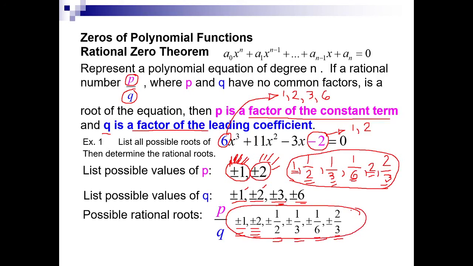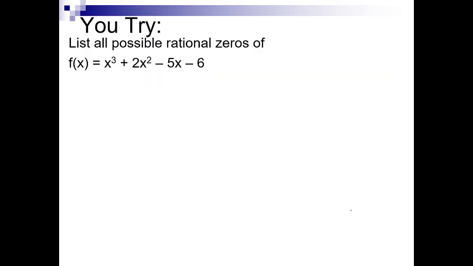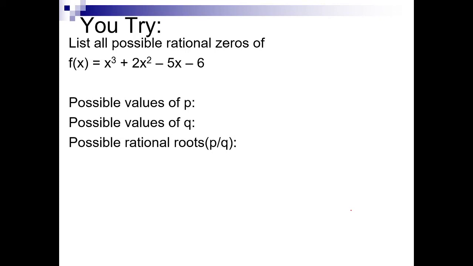So we will continue on this later. I'm going to have another example. Let us list all the possible rational zeros of x cubed plus 2x squared minus 5x minus 6. Now, this is easier. Why? What is the value of p? What are the possible values of p?